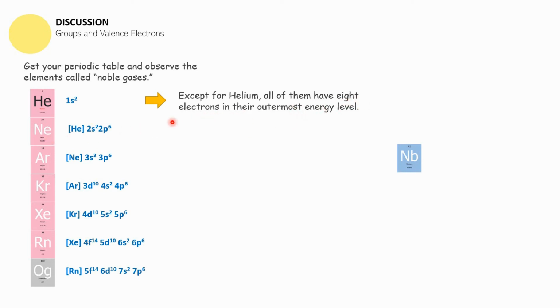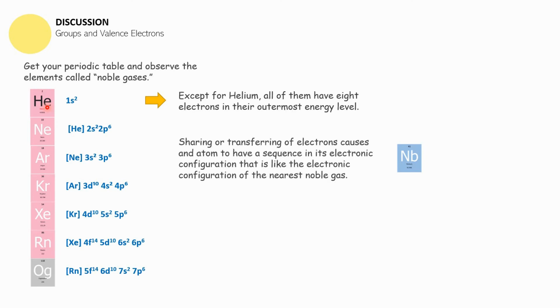So, lahat sila, meron silang mga 8 electrons in their outermost energy level, aside from helium. Ayan. So, sharing or transferring of electrons causes an atom to have a sequence in its electronic configuration that is like the electronic configuration of the nearest noble gas, as I told you a while ago. So, say for instance, in the case of niobium, it takes the electronic configuration of radon, which takes the electronic configuration of xenon, and xenon takes the krypton, takes argon, and then neon takes helium until it begins with 1s2.